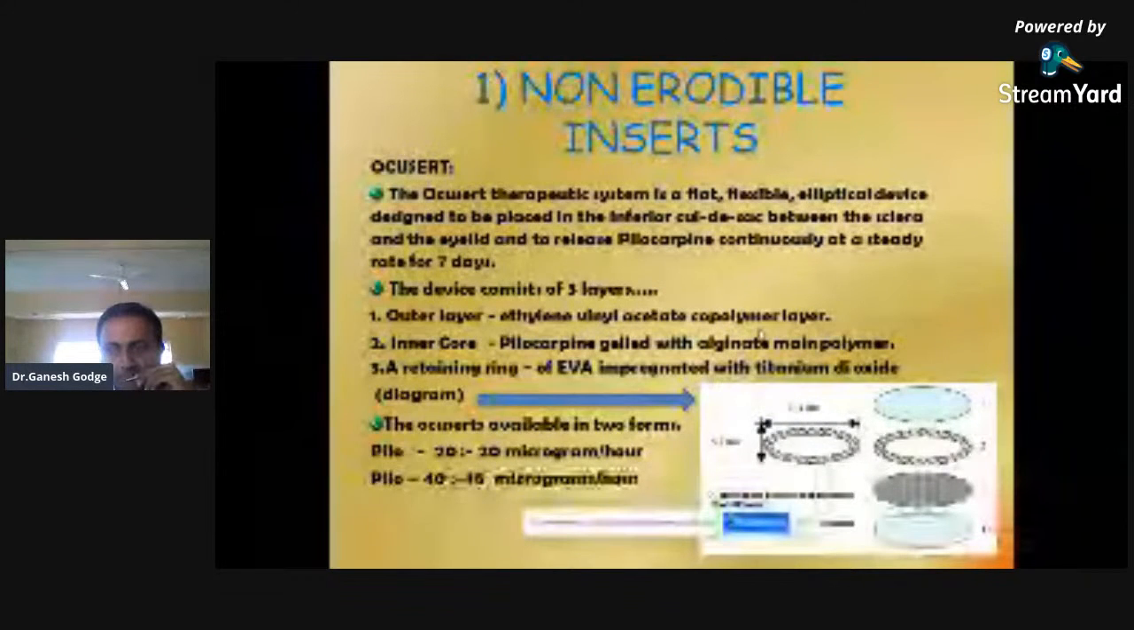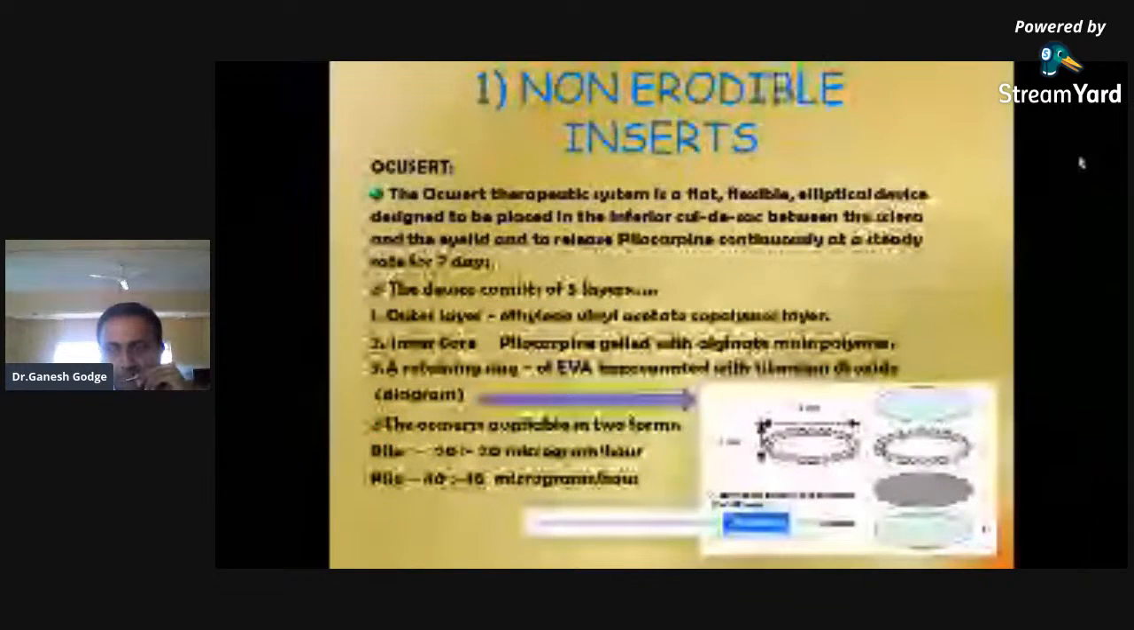Non-erodible inserts. The first point of our discussion is Ocuserts. Ocusert is a therapeutic ophthalmic preparation, which is a flat, flexible, and elliptical device. It has flexibility due to the EVA polymer, and it is elliptical in nature because of the eye shape.